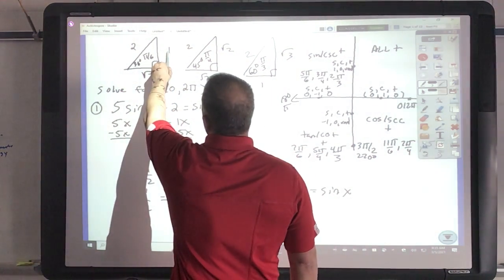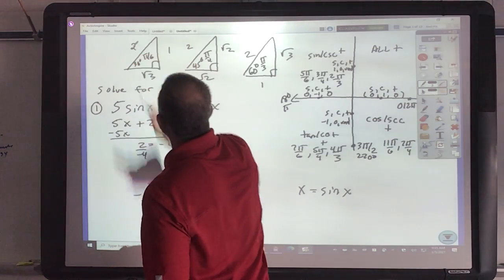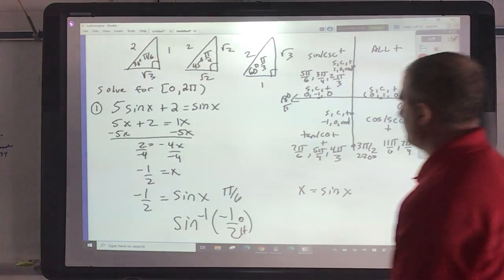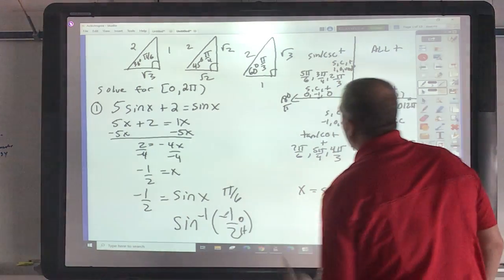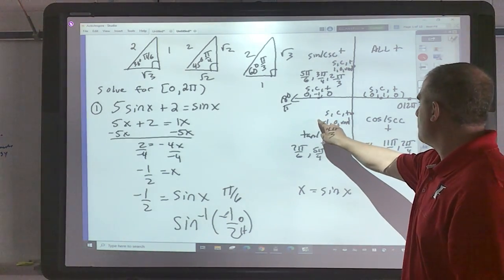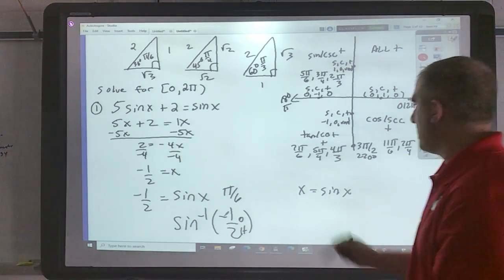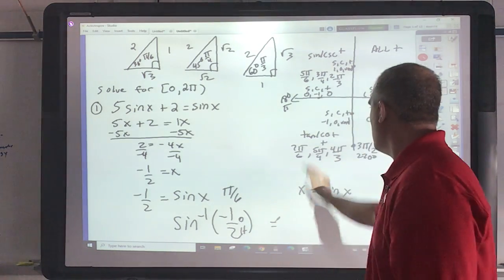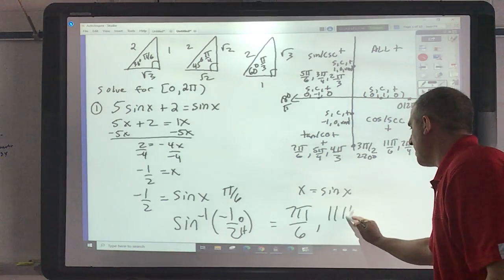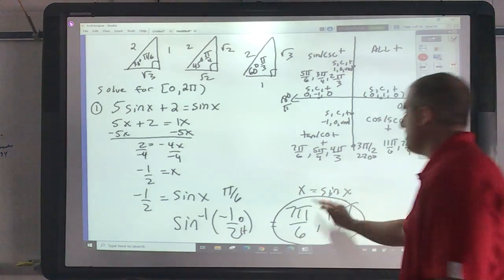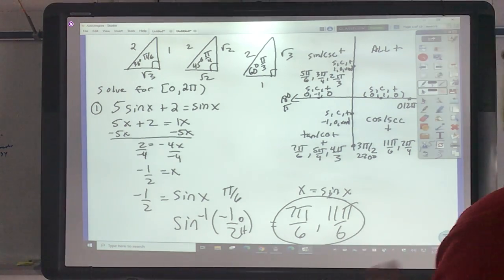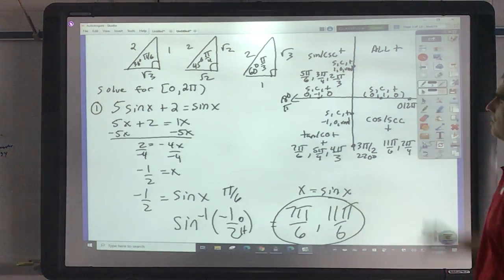Well, the O here would be this, the H would be that. So I'm looking at the pi over 6 triangle. Now, as you notice, sine is negative. So I got to find the spots where sine is negative. Sine will be negative in this quadrant, and sine will be negative in this quadrant. So my answers here would be the ones with the 6's: 7 pi over 6 and 11 pi over 6. Boom, that easy! So sometimes just substituting the x for the trig function will make the problem easier.